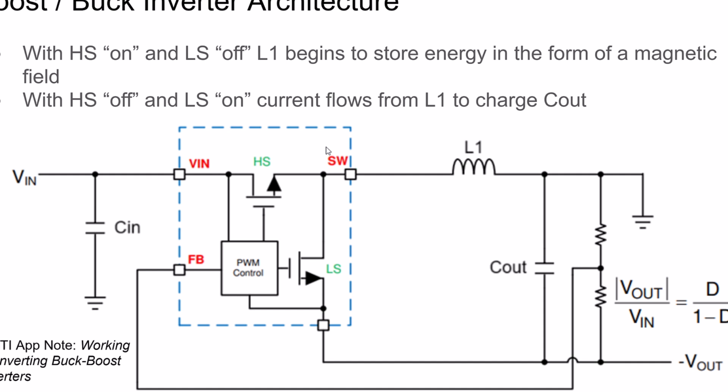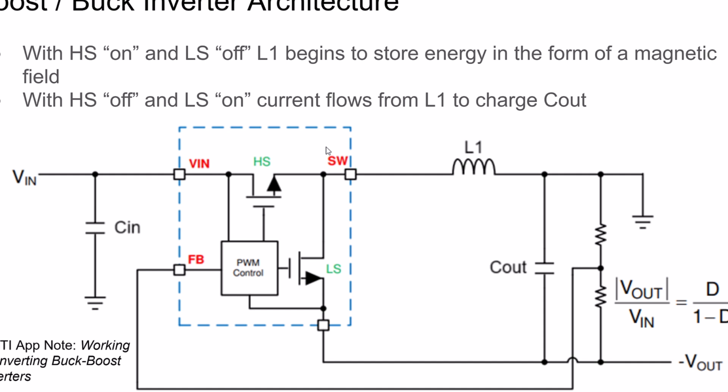And so we get a condition where we have V in, we have C in, which is our input capacitance, and that's just meant to have a stable input voltage and serve as an energy reservoir. First, let's start with the high side switch on or closed, and the low side switch off or open. So what happens in that situation is V in starts to flow into L1. And remember, just like a capacitor, an inductor is an energy storage device.